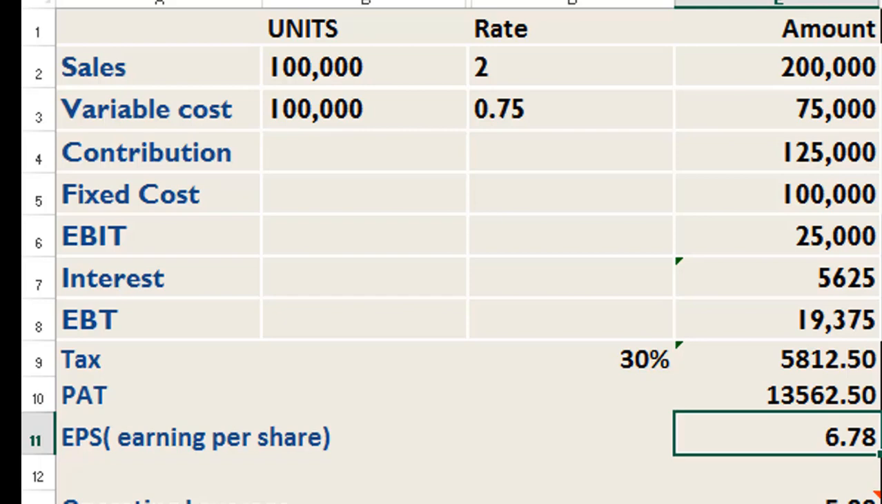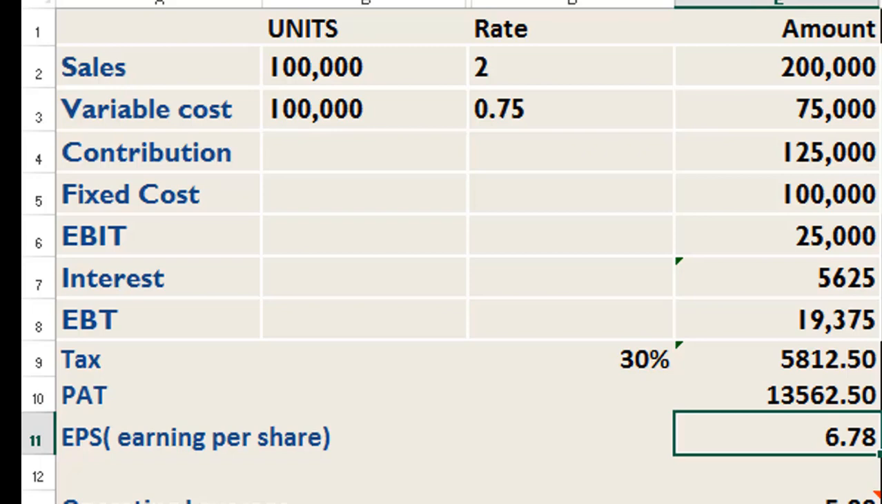Now if you look at this Excel sheet, there is a company whose sale is 1 lakh units and the selling price is 2 rupees. So the total amount of sale will be 2 lakhs. Now assuming that the variable cost is 75 paisa per unit, then the variable cost will be 75,000. Now the contribution will be 1,25,000, which is 2 lakh minus 75,000. That means sales minus the variable cost will give you contribution. So the contribution here is 1,25,000.